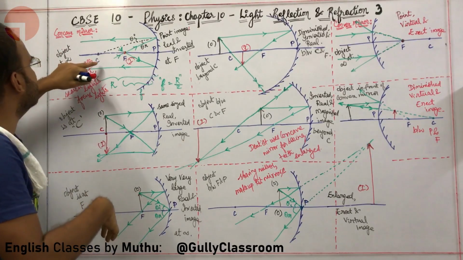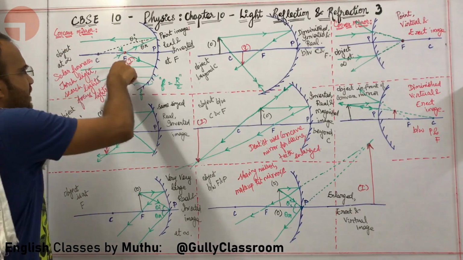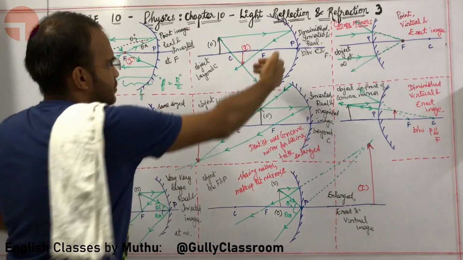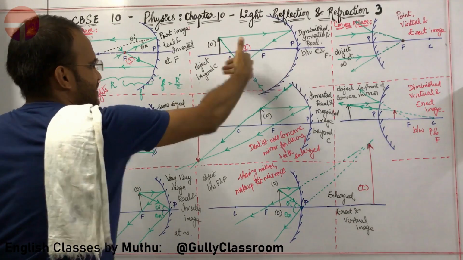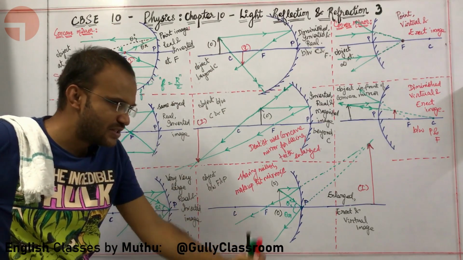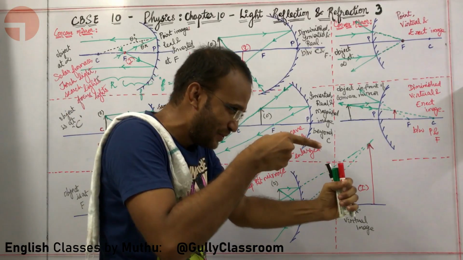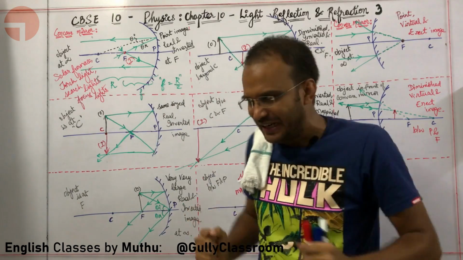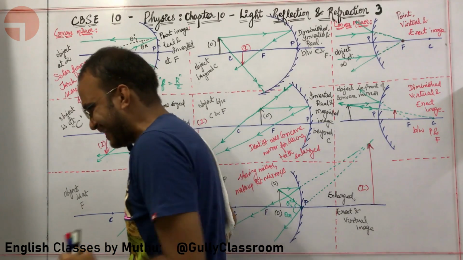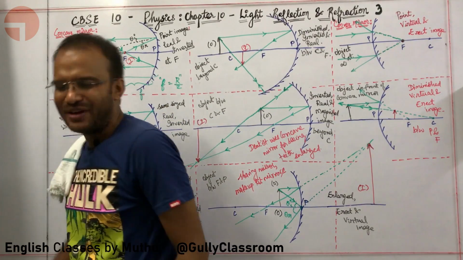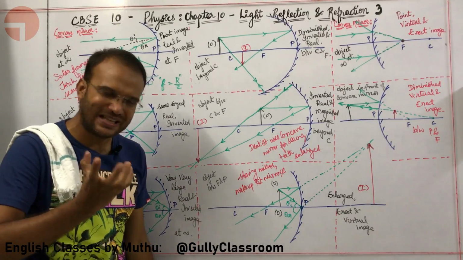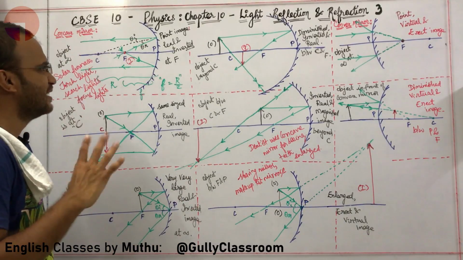Look here. Here the object is at infinity, the image is at F. Object is just beyond C. Slowly the image is coming like this. So the object is moving towards the mirror. As the object is moving towards the mirror, the image is literally running away from the mirror. Are you able to understand this particular idea? Yes, sir. Absolutely, sir.